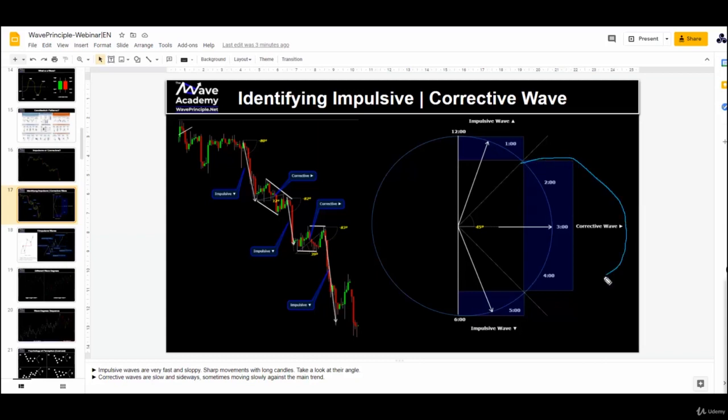For example, in this zone, we are watching a corrective wave because it's going lateral. And in this angle, we are watching an impulsive movement because it's going up or it's going down.